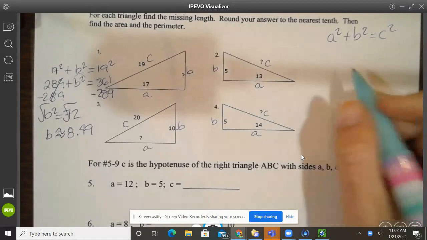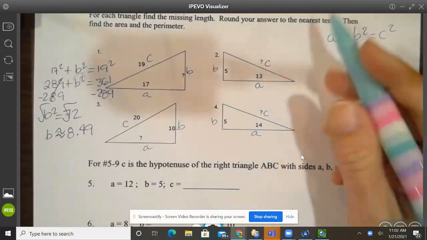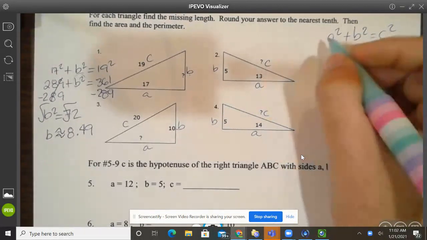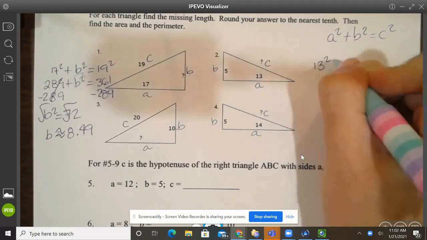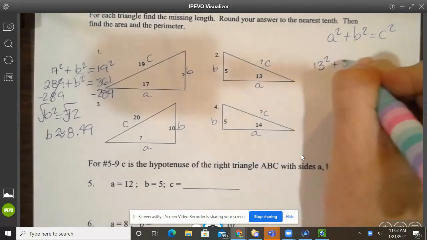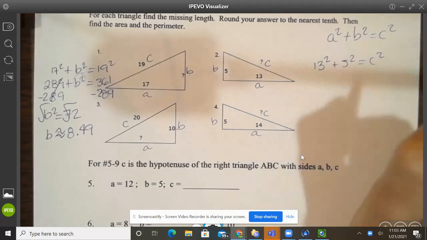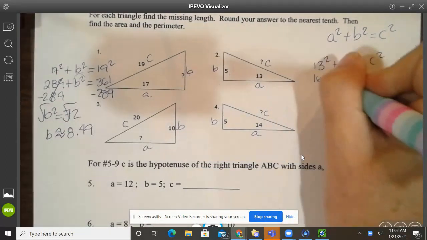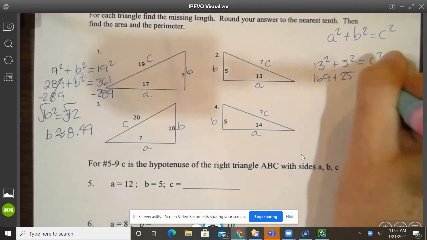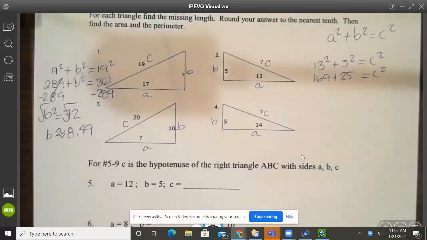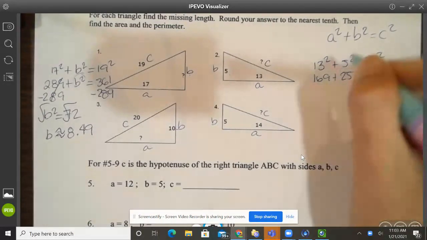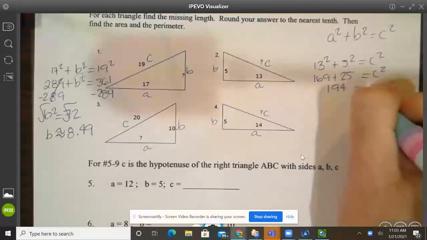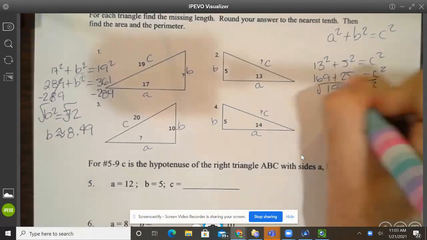All right, let's do number 2. So when we're looking for c squared, so we have a squared, so that's 13 squared plus 5 squared equals c squared. All right, so 13 squared is 169 plus 25 equals c squared. 169 plus 25 is 194 equals c squared, and then you take the square root.